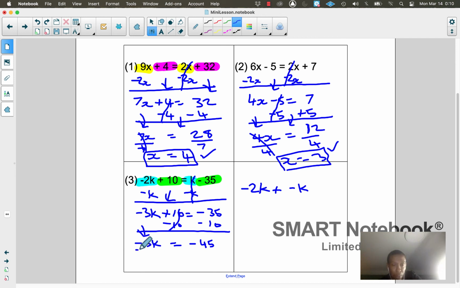Divide by the coefficient. What am I dividing by? Negative 3. Very good. Negative 3. Okay, go ahead. Then we're left with k is equal. Remember, negative divided by negative gives us positive. So, the 15. Very good, ladies and gentlemen. So, k is equal to 15.